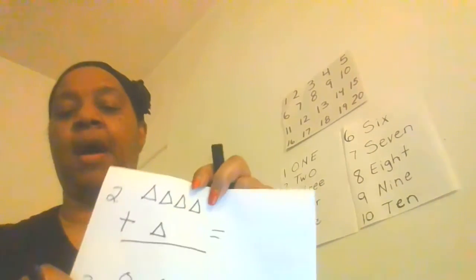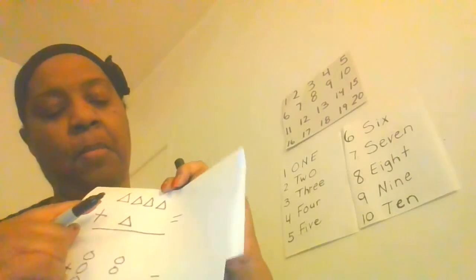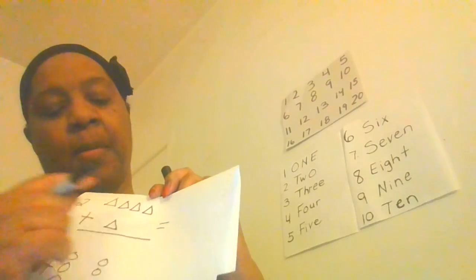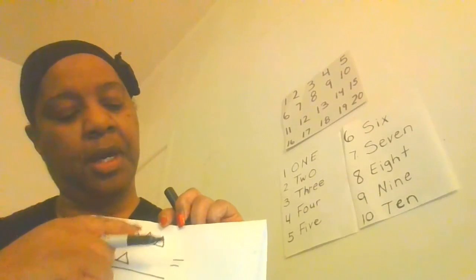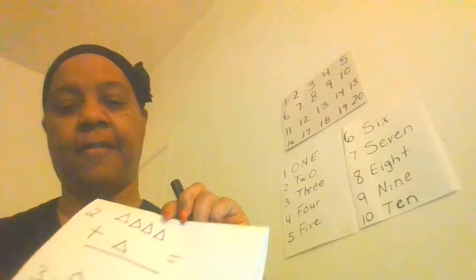So the second problem is 1, 2, 3, 4 plus 1. 4 plus 1 equals 1, 2, 3, 4, 5. The answer is 5.